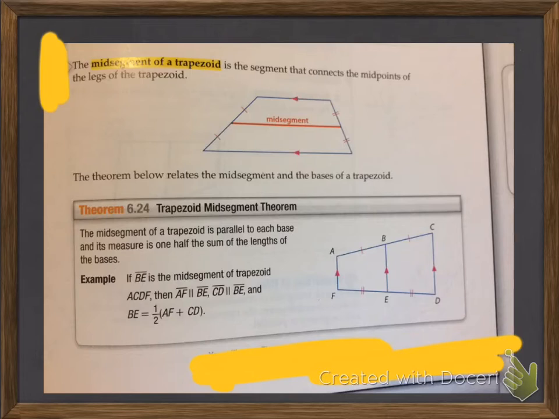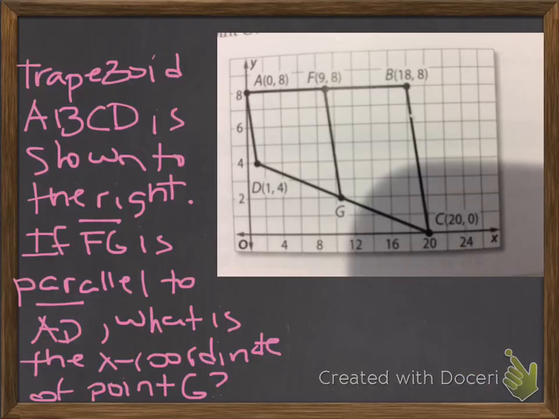So we're going to do an example of the mid-segment. This gives us a picture of trapezoid ABCD, shown to the right. If FG is parallel to AD, what is the x-coordinate of point G? If they're going to be parallel, that means they have to have the same slope.